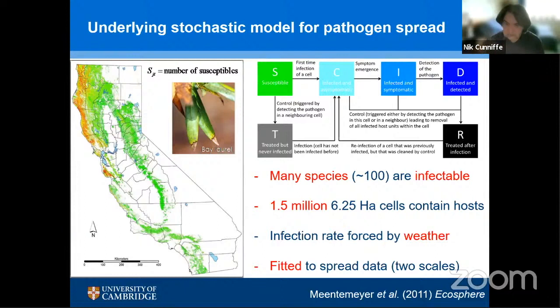The infection rate is forced by the weather, so at this spatial scale, you can't assume that infection is happening at a constant rate. You have to account for the idea that the climate here is different to the climate here, and that's done by using maps of weather data. Again, it's been fitted to spread data at two spatial scales, but I'll skip over that a bit.